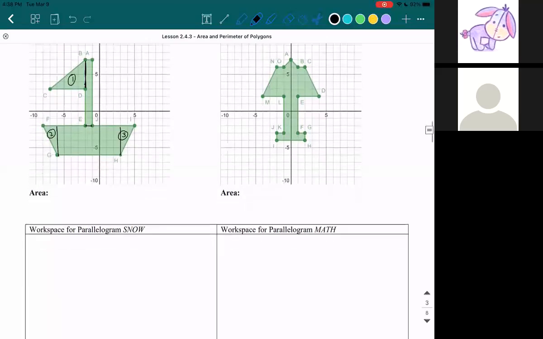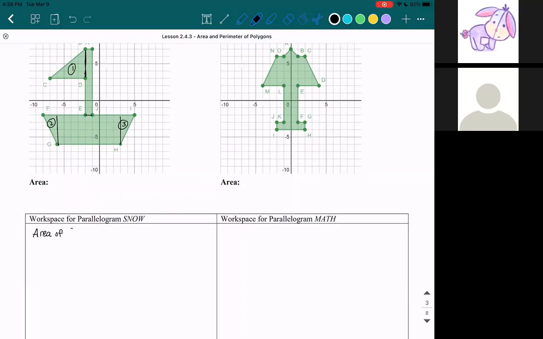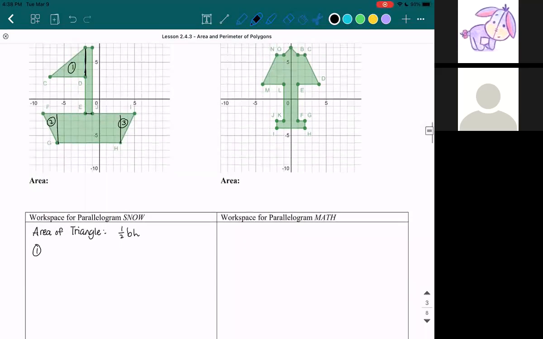So here are my three triangles, and remember the area of a triangle is 1/2 base times height. So let's take a look at triangle number 1. Let's figure out what is the base and the height of this triangle. So the base is 1, 2, 3, 4, 5. What about the height? 1, 2, 3, 4. Okay, so plugging into this formula, 1/2 times 5 times 4, and this is going to give you 10. So the area of section 1 is 10. I am going to write that in section 1.